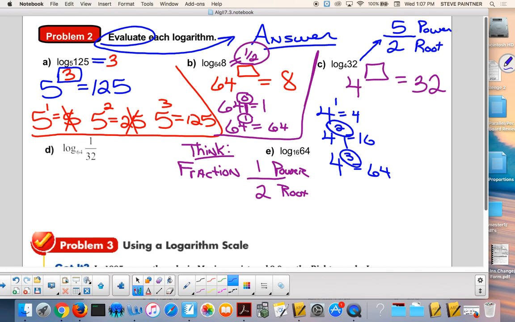I would love to see you get this, but I honestly, if I told you how many students got this right, it would depress me. Nobody got this right all day. I'll give you 1 minute. Go.